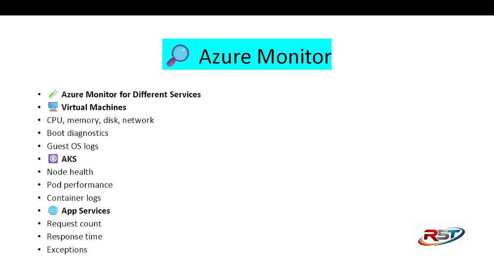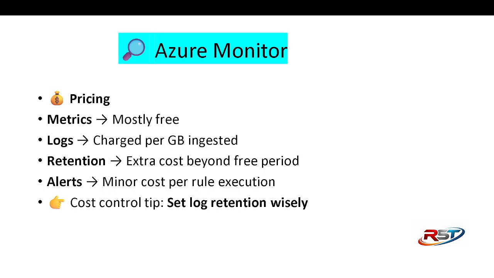App services: request count in the app services is monitored, and response time, what the response time is for that request. It also monitors exceptions, any exceptions that are there. These are the main core ones, and we can monitor other services also, websites and all. As per our input configuration, it will monitor all those things.